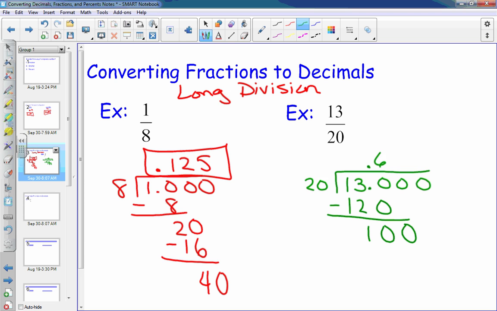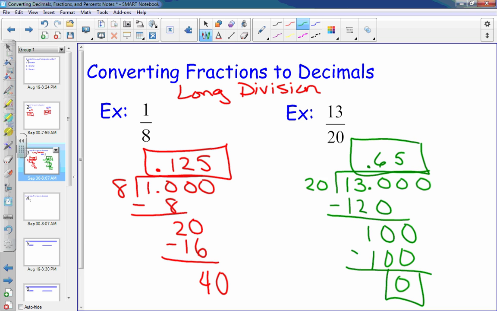Drop down the 0. How many times do I need to multiply 20 by to get 100? 5. 5 times 20 is going to be 100, and that's going to give me 0. So my decimal equivalent of 13/20 is going to be 0.65.